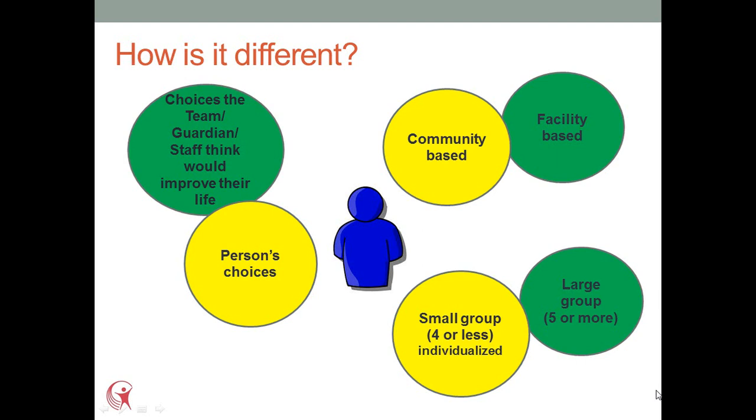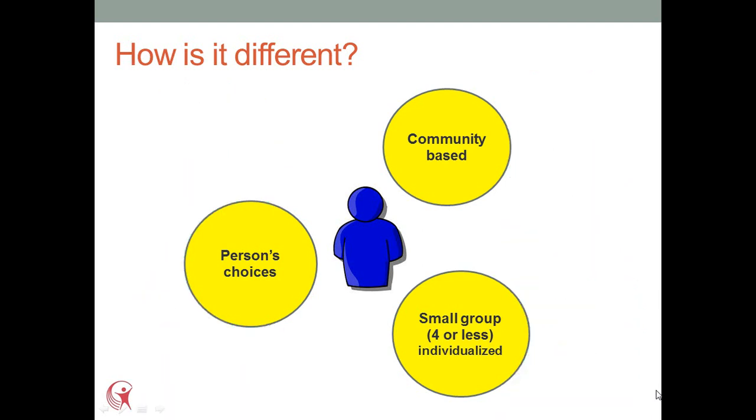The old way of services was also focused on a large group, 5 or more individuals in a group participating in the same activity. Now, let's look at the new way of providing services. The old ways are falling away. We're now considering the person's choices a lot more heavily.